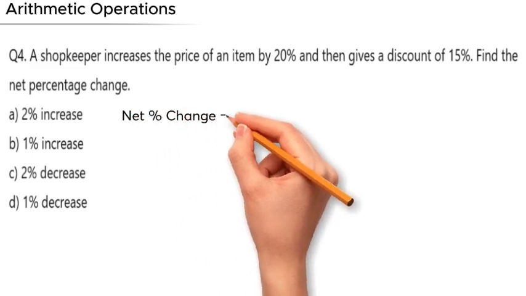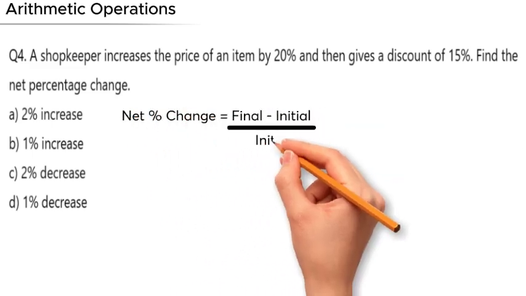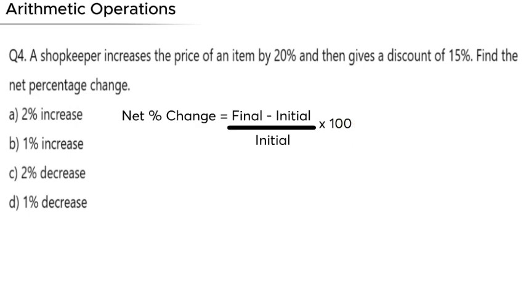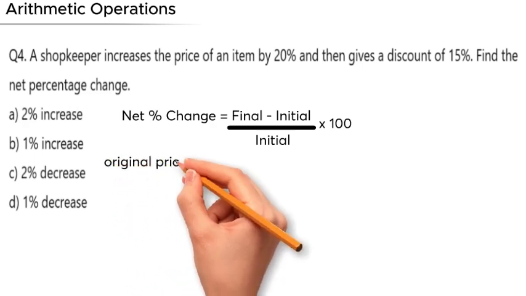A net percentage change is the percentage difference between the closing price of a current period and the closing price of a previous period. The formula for net percentage change is current period price minus previous period price, all over previous period price, times 100. Now, represent the changes mathematically. Let the original price of the item be 100.